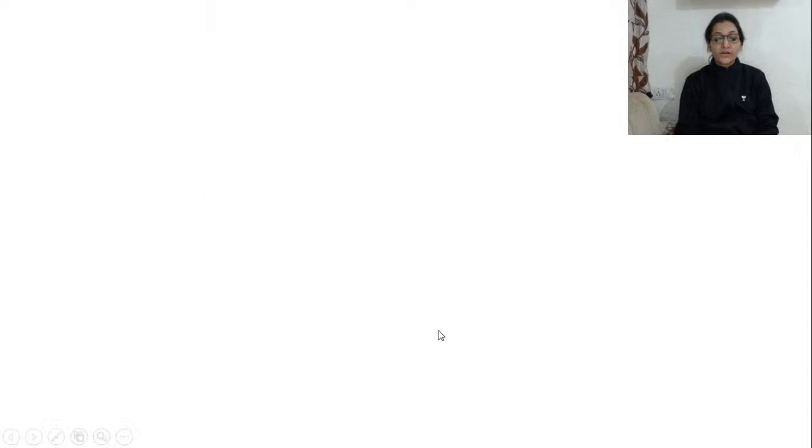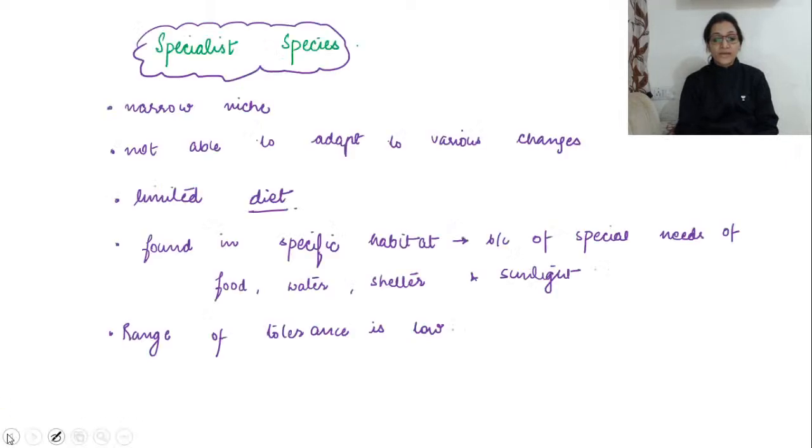That means they cannot adapt to any environment which is not suitable for them. Everything they need should be in balance or a specific amount, or else a specialist population is going to decline, right? So the key feature of a specialist species is that they are not able to survive in any kind of environment which is changing, right? So they cannot survive in changing habitats.